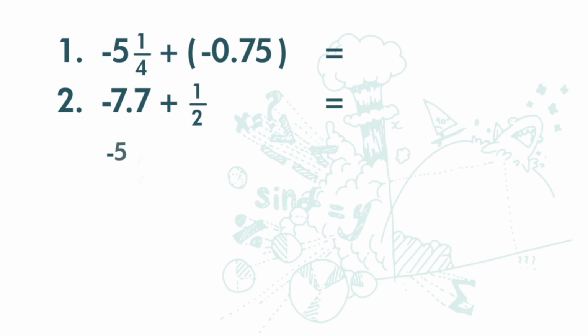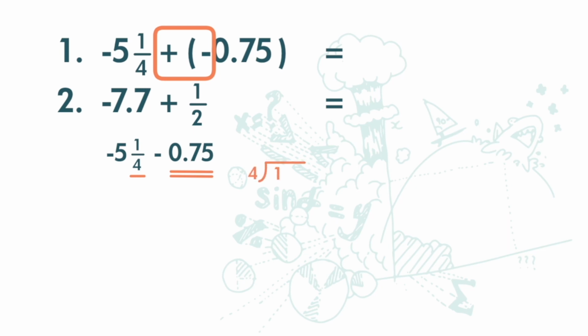-5 and 1 over 4 plus -0.75. This is a fraction. This is a decimal. We need to make them both fractions or both decimals. In this case, I think it's easier to convert the fraction into decimal. To get decimal, we divide 1 by 4.